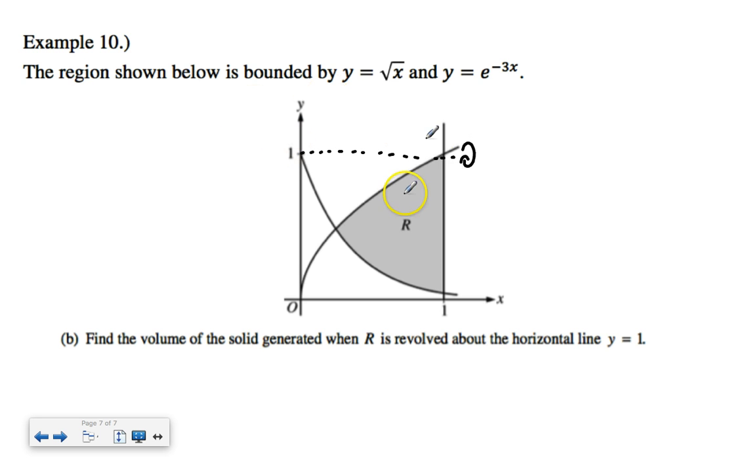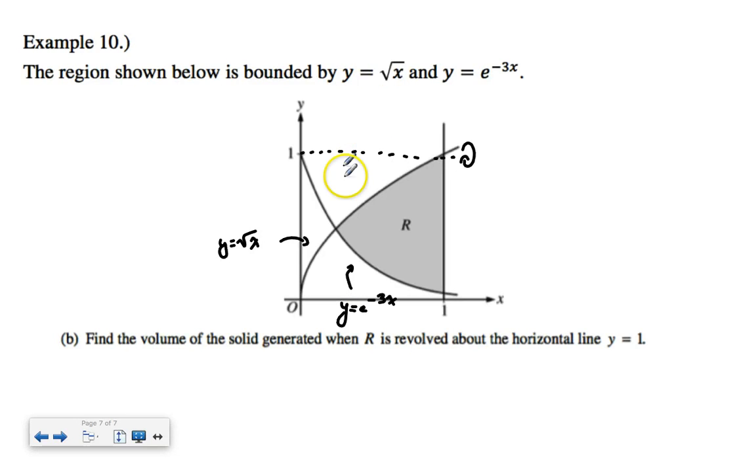Keep in mind that the upper line here, this is going to be my line y equals e to the negative 3x. I'm sorry, I have that backwards. This line right here is the line y equals the square root of x. And this is the line y equals e to the negative 3x. Okay. To do my solid of revolution, I need to figure out what my inner radius and my outer radius are going to be.